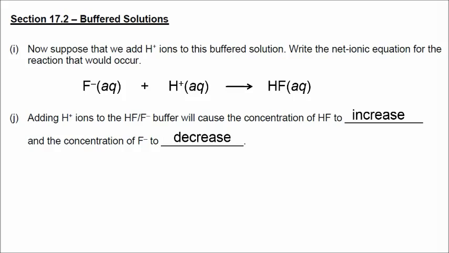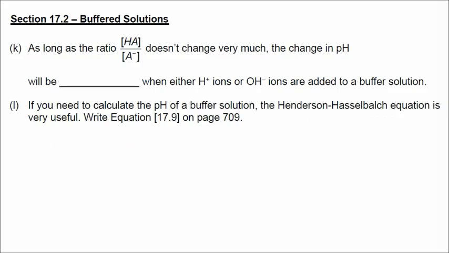But remember, a good buffer has equal or roughly equal amounts of these two conjugate acid-base pairs. So as long as the ratio of HA to A- doesn't change very much, then the change in the pH will be small when either additional acid or base is added to it.